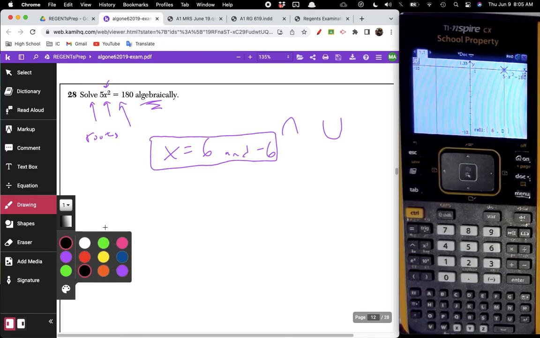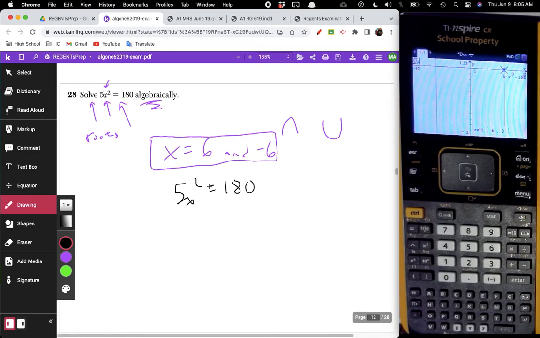So I'm going to take this, I'm going to rewrite it, 5x squared equals 180. And if I want to set this equal to 0, well, I can just subtract 180 from both sides. These will cancel, and I'll have 5x squared minus 180 equals 0. And this is kind of our traditional quadratic that we can graph as a function, and the trace should work better here. So let's try it out.